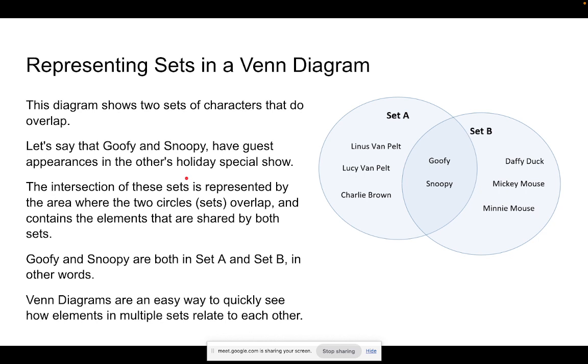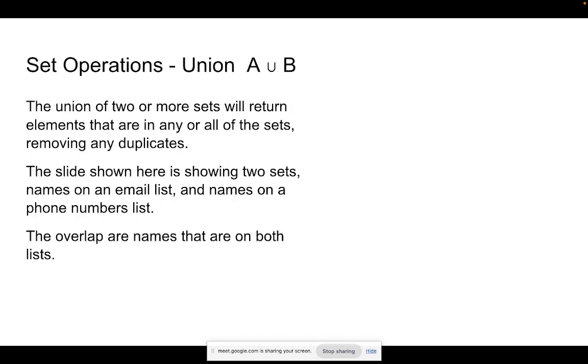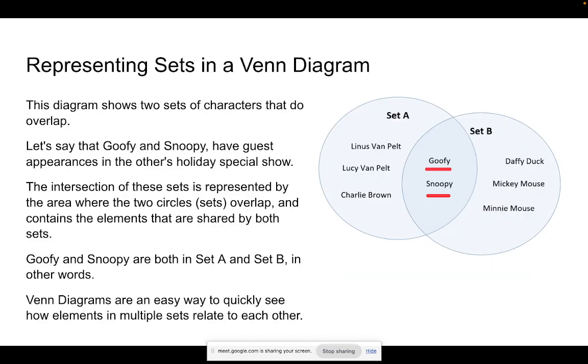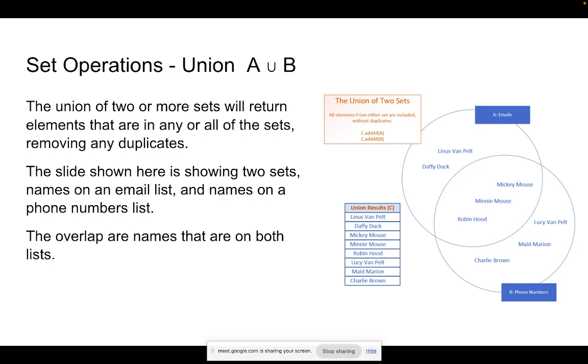Now, if you have some elements in common, let's say in this case set A and set B have Goofy and Snoopy as common elements, we will say these are the overlapping elements, right? So based on that we can identify which set has what kind of elements, and which ones are common in both of them. Based on that, we have certain set operations with respect to it.